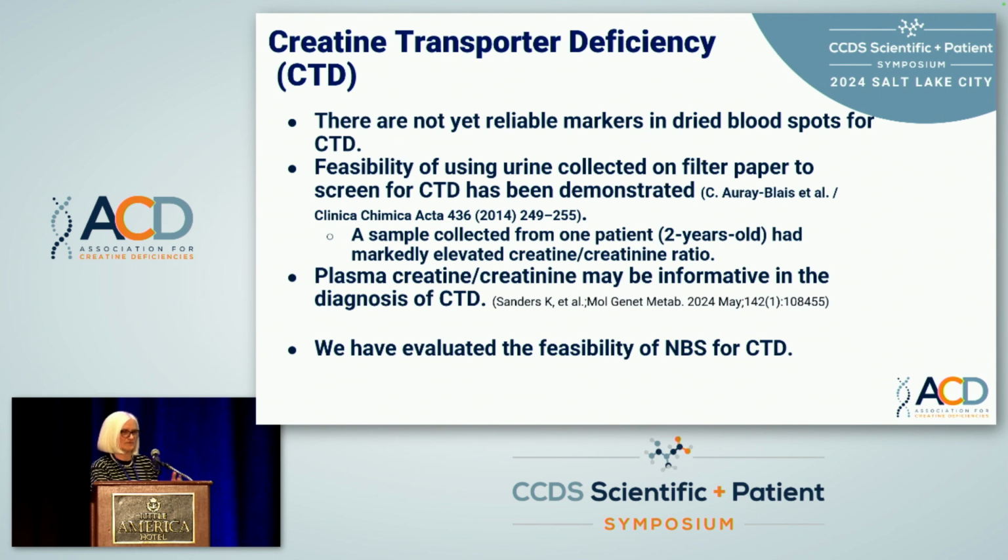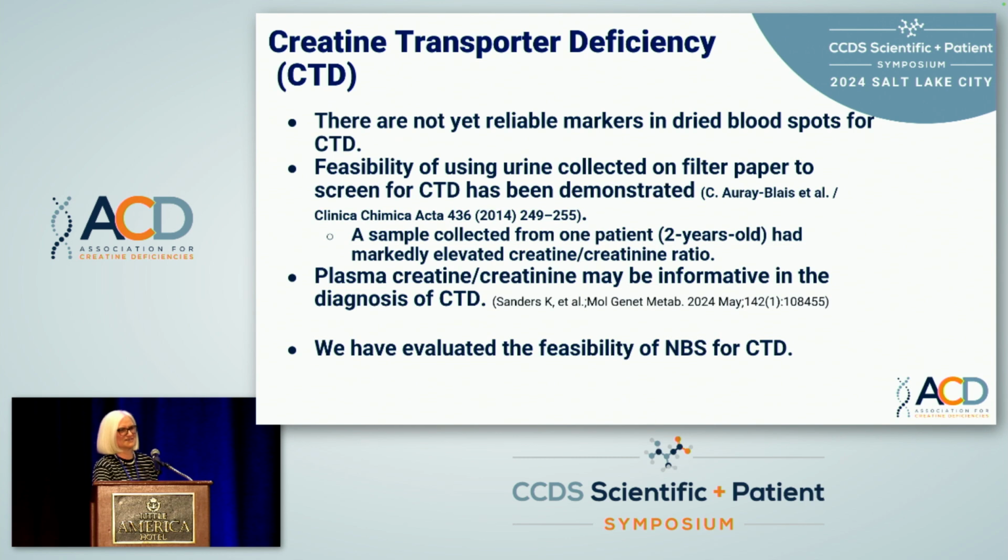This is probably my last crusade. There are not yet reliable markers in the dried blood spot for CTD. The researchers in Canada, where they use urine for newborn screening, have demonstrated the feasibility of identifying a patient with CTD using filter paper. However, we don't have any values in babies. So they have looked at 2-year-olds and the ratio was elevated.